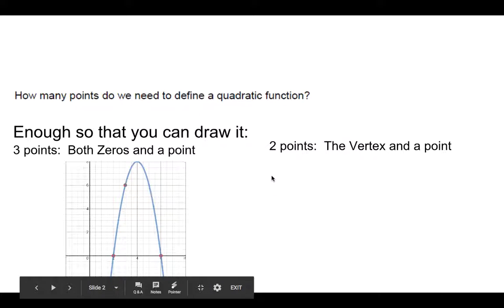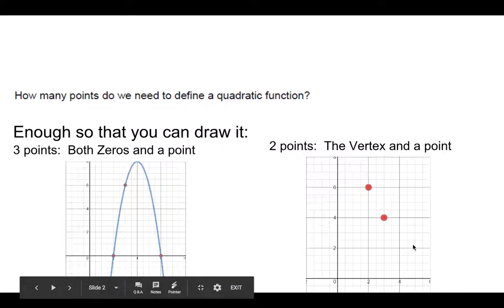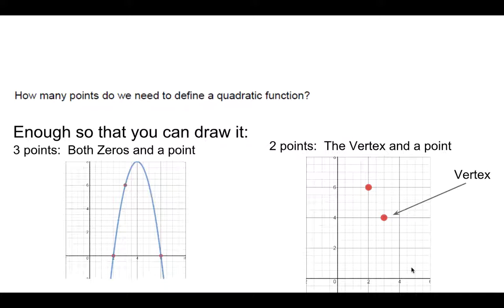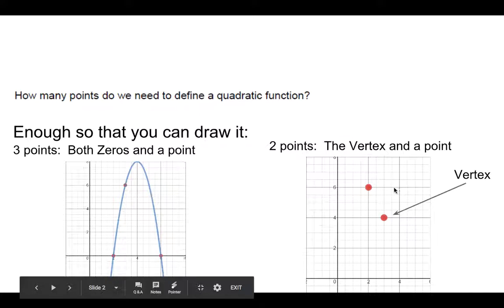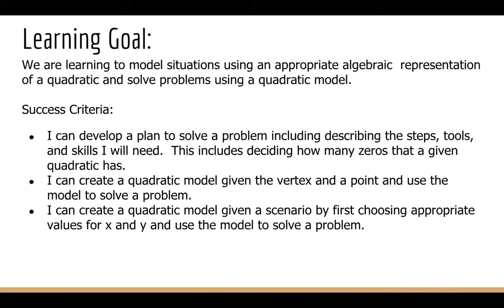Or you can have a vertex and a point. So if you think about that, as long as you know which one's the vertex, you can use symmetry to figure out the other one. And so if that guy's the vertex, then this point would have to go over here as well. And the only way to draw a quadratic is like this. So it's just enough to draw it. And so that's the information you're going to have. If you have a vertex and one point, you should be able to get it. If you have two zeros and one point, you should be able to get the equation.